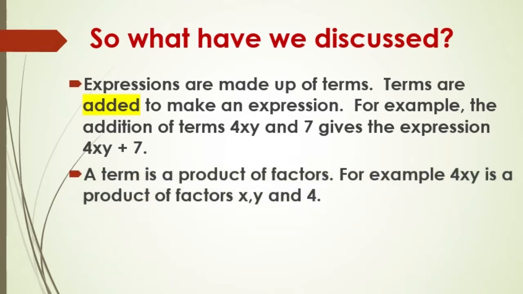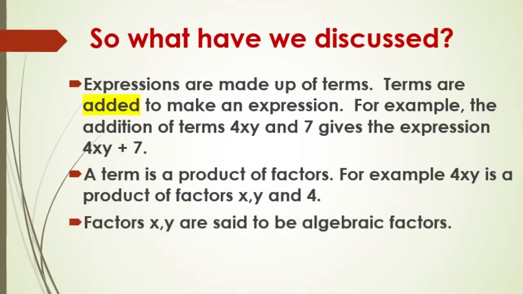The second point is a term is a product of factors. For example, 4xy is a product of the factors 4, x and y. But out of them, x and y are said to be the algebraic factors.